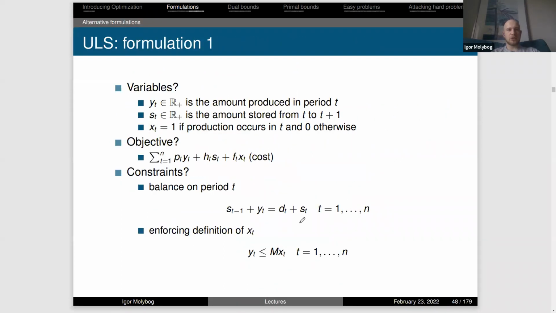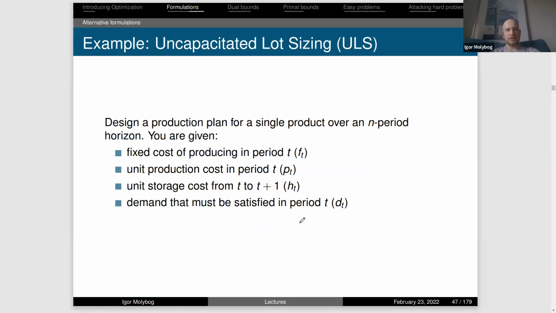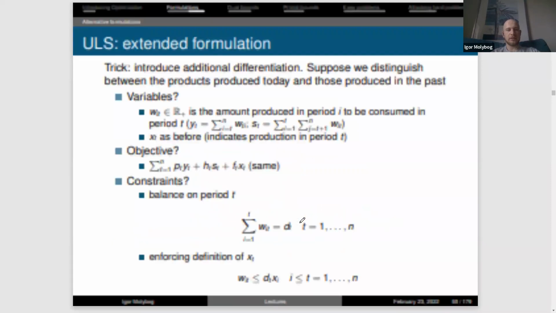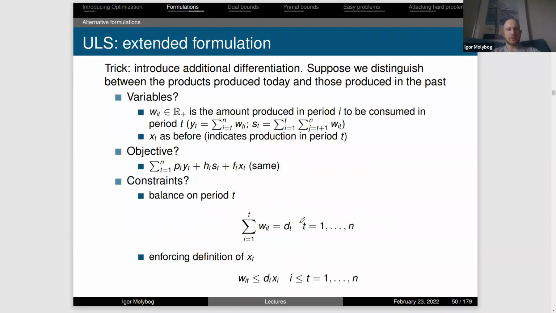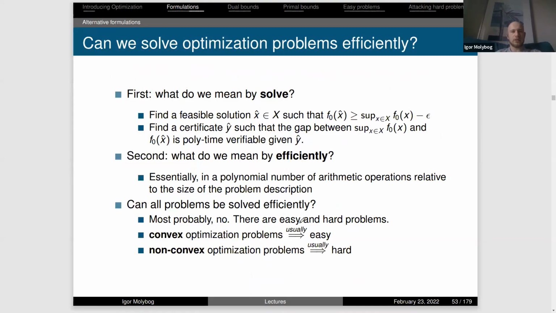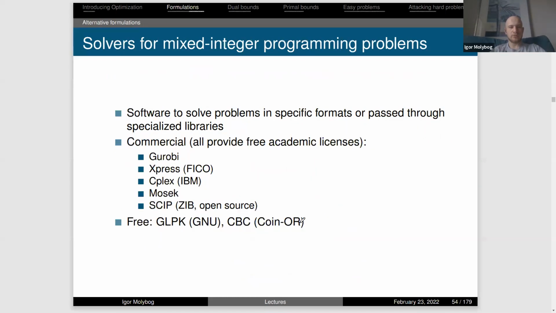Right. So we have this uncapacitated lot sizing problem that I want to start. I will not stop on details, but it provides a very good example of an extended formulation and how it can be done, how extended formulation is possible, how to add more variables to make the problem potentially easier. So take a look at this if you would like to understand extended formulations more deeply.